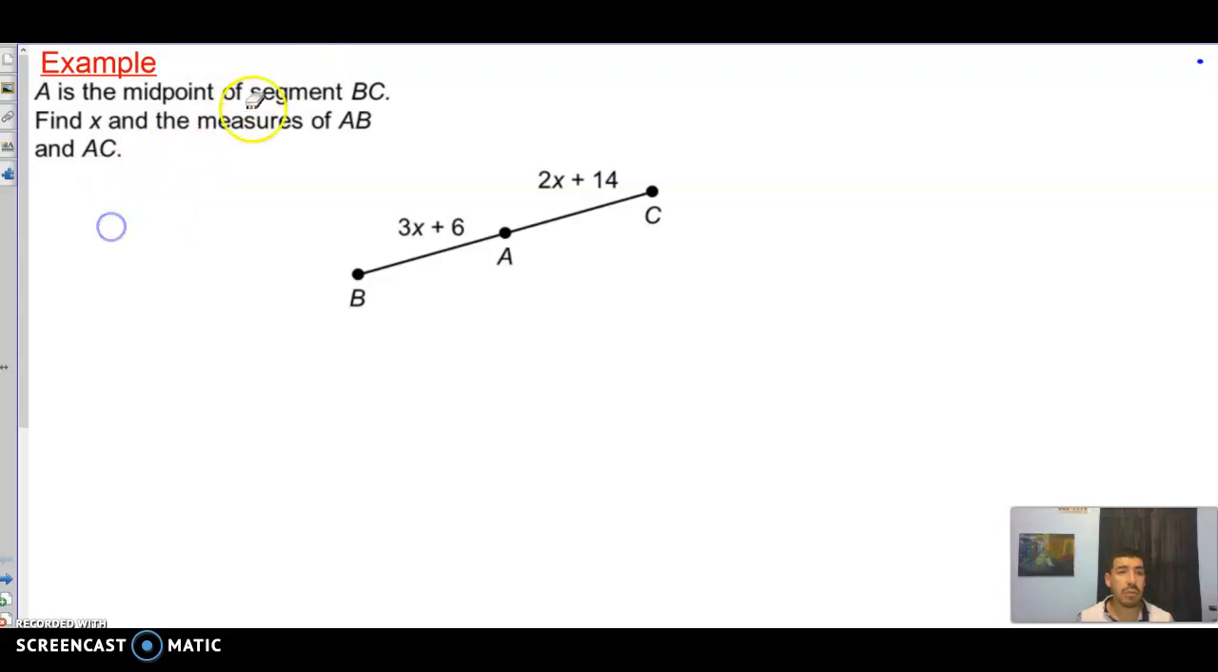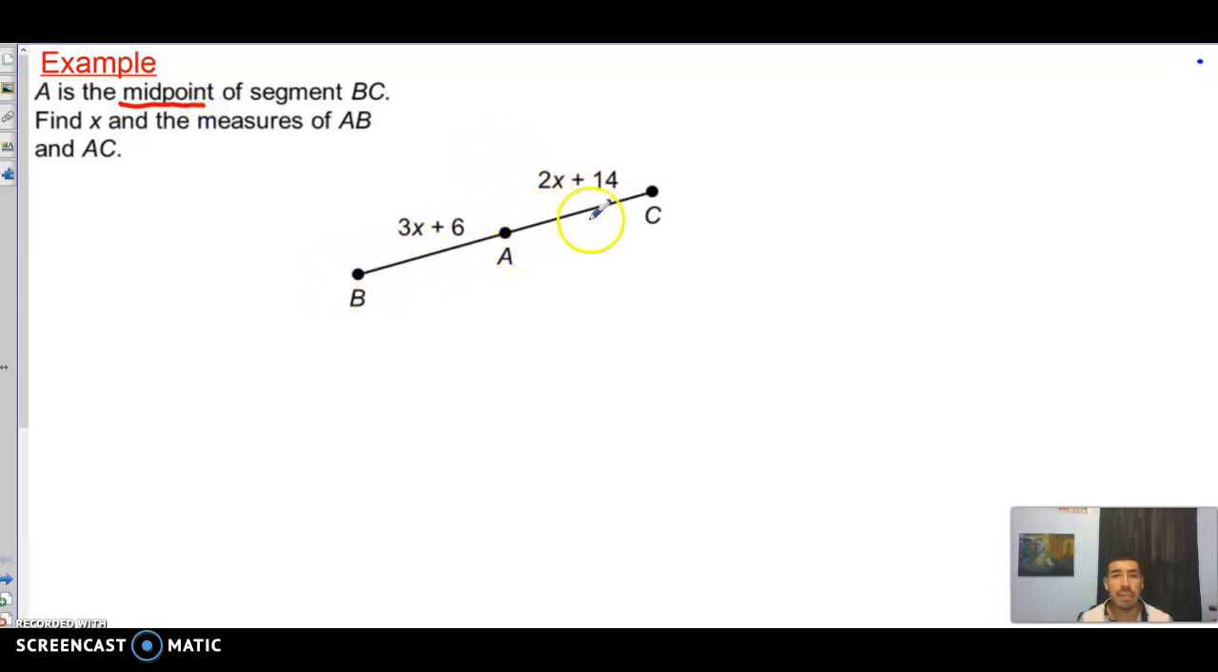Okay, class, so today we're going to be finding the midpoint of segments. So let me begin. A is the midpoint of segment BC. Find x and the measurement of AB and AC. The keyword is midpoint. They tell me that A is the midpoint.